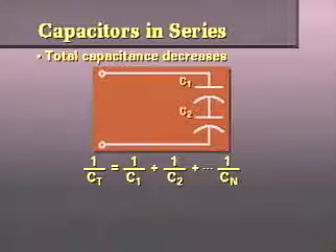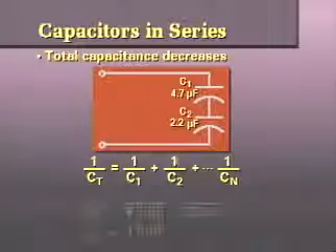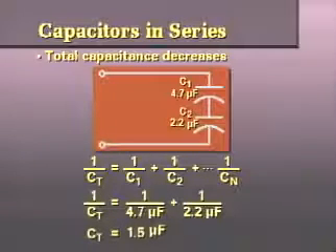The reciprocal of the total capacitance equals the reciprocal of the first capacitance plus the reciprocal of the second capacitance, and so on for all the capacitors in series. In this circuit, two capacitors are connected in series. The value of the first is 4.7 microfarads and the second is 2.2 microfarads. Total capacitance for this circuit is therefore 1.5 microfarads.